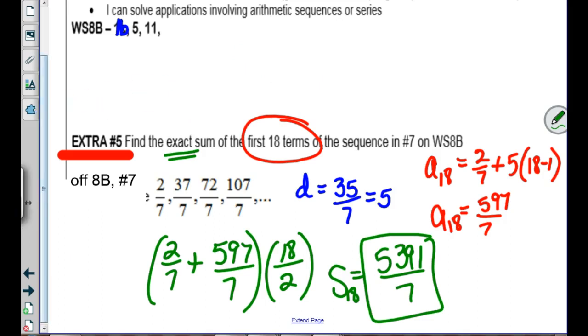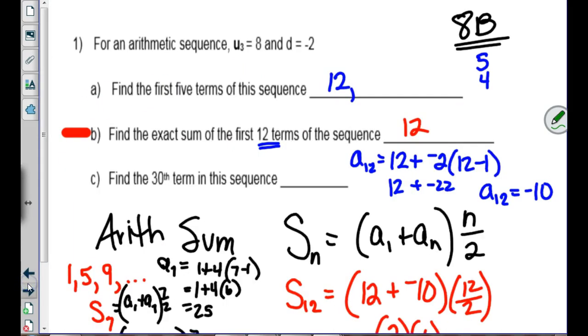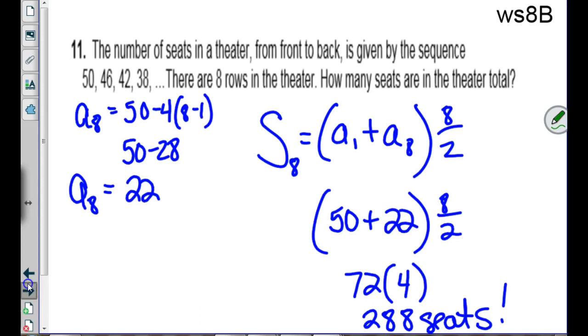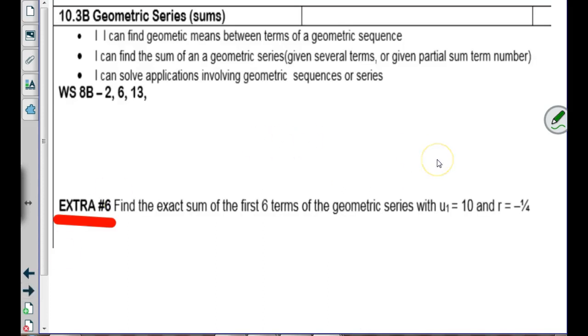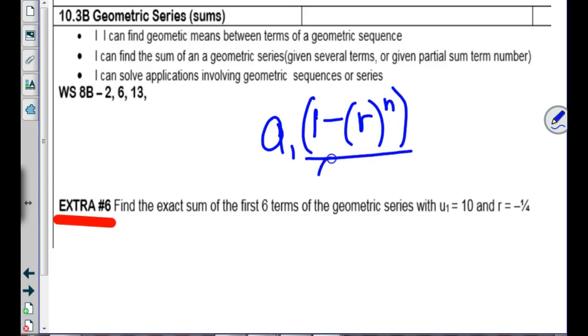All right, enough practice with sums. Now we've got to do geometric sums. Anybody remember the formula for geometric sums? It's more complicated, and it's not really right on your sheet, because remember we should always put R in parentheses. Is that what it looks like?